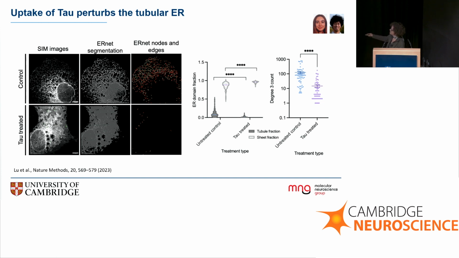If you look here at the tau-treated cells, you can see that the tubular ER network is significantly destroyed, and the complexity of the network, by looking at these nodes and edges here using these algorithms, is significantly reduced after tau treatment. And you can see the quantification here that indeed the tubule fraction is significantly reduced, whereas the sheet formation is significantly increased.